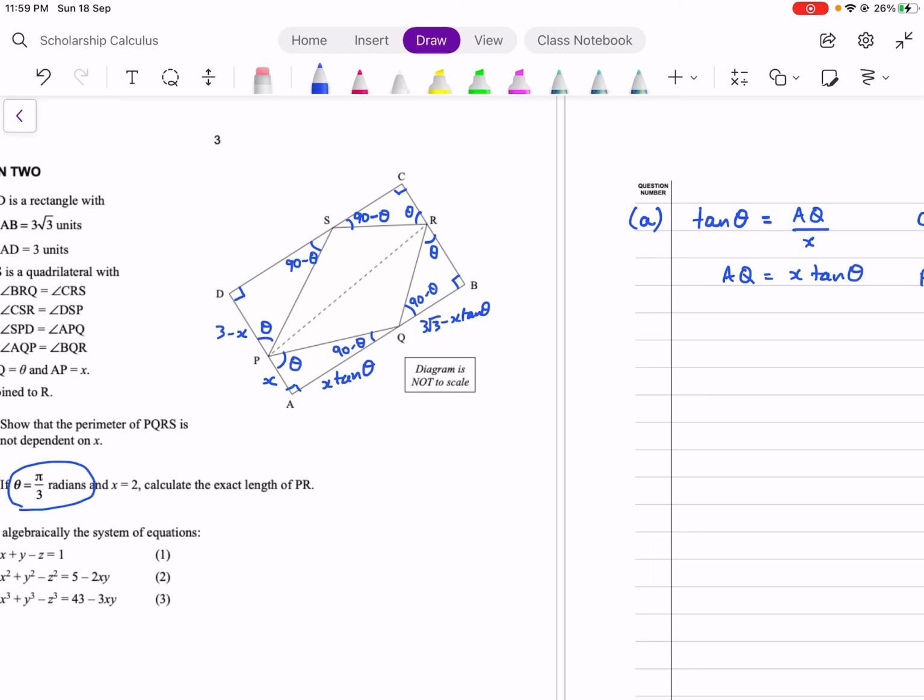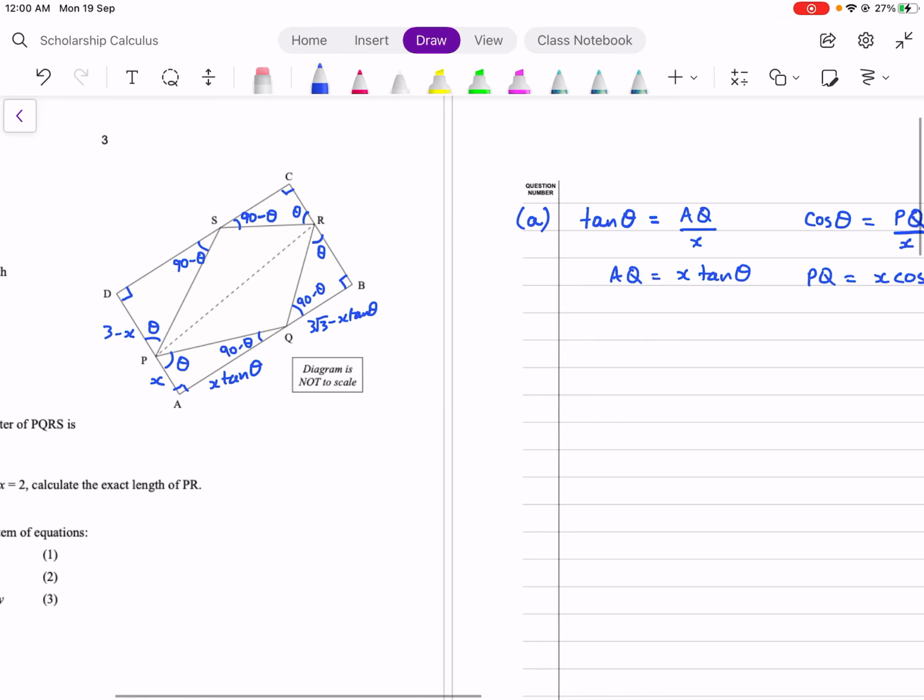We've got a whole heap of similar triangles here, but we don't know what ratio the triangles are drawn at this point in time, because we don't know that it's a parallelogram. Show that the perimeter PQRS.